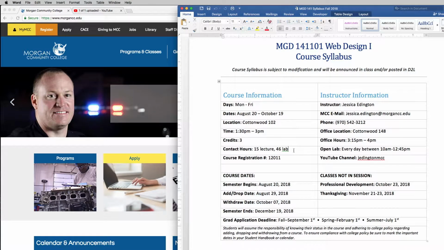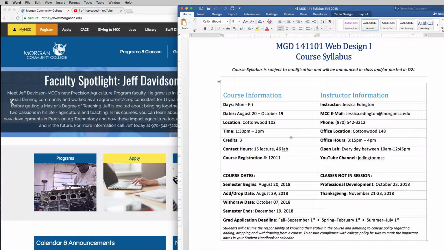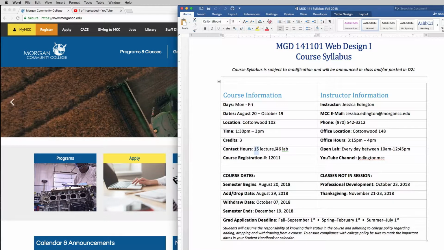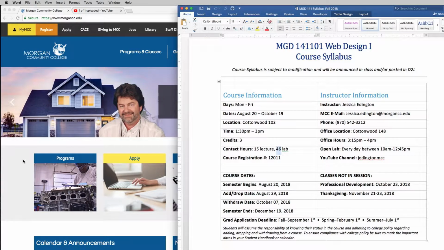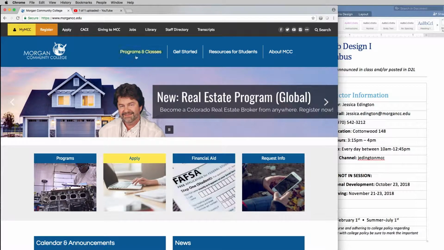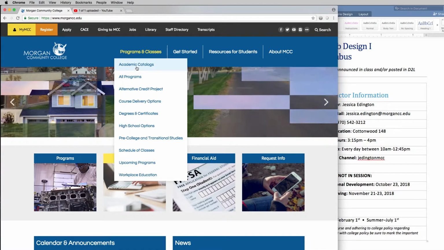In your course syllabus, you have to break down how the credit hours divide into different types of working hours. So for instance, in this class, the course is divided into 15 lecture hours and 46 lab hours. So in order to find how this course is broken down, what you need to do is go into morgancc.edu, programs and classes, and academic catalogs.